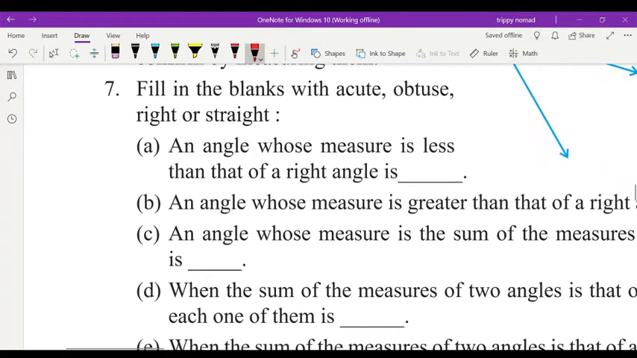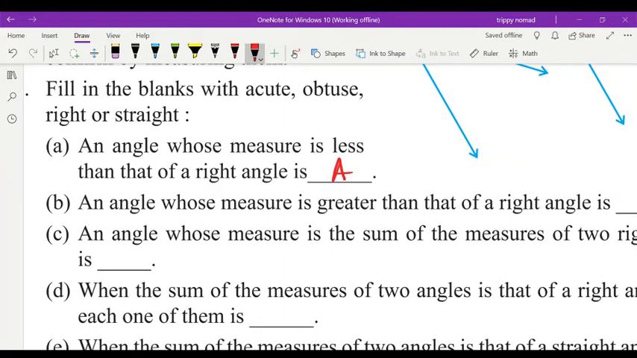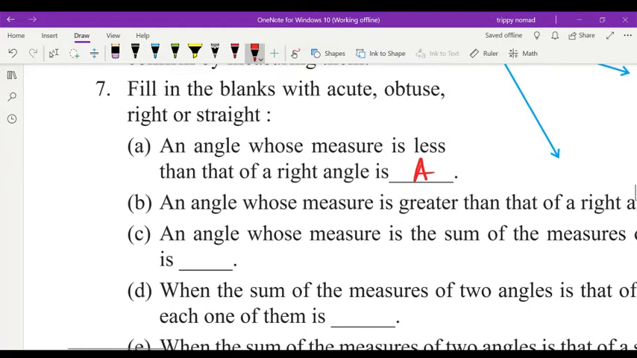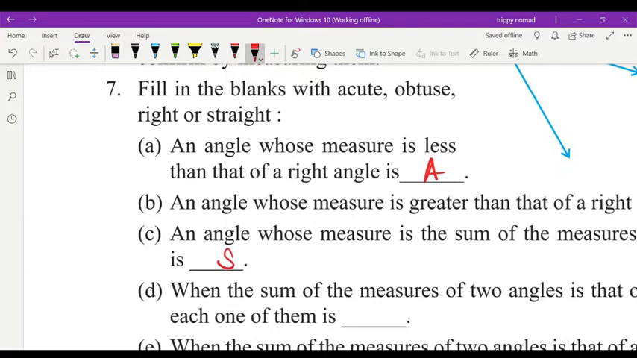Now we are going to start filling the blanks with acute, obtuse, right or straight. Okay, sixth question. An angle whose measure is less than a right angle, what is that called? Obviously, this is acute angle. An angle whose measure is greater than that of a right angle is called obtuse angle. Now, next one. An angle whose measure is the sum of the measure of two right angles is a straight angle.